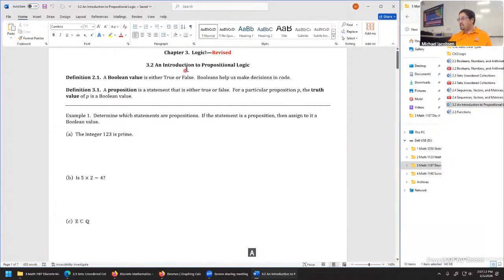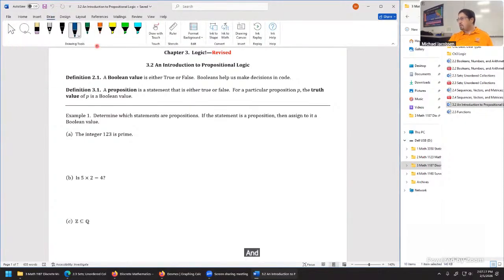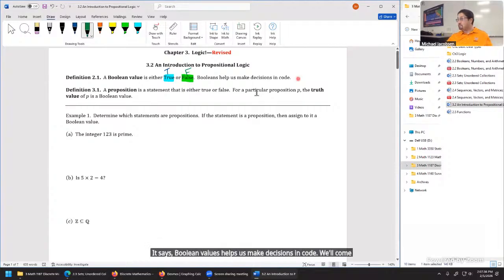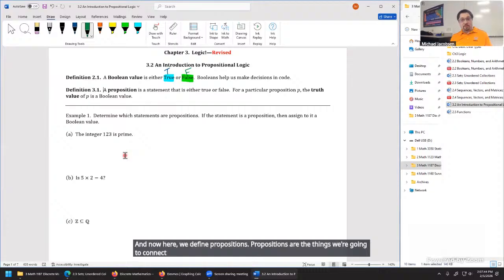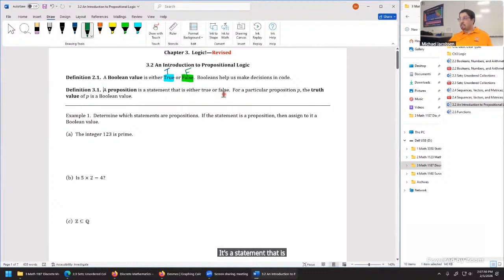A Boolean value is either a true, and we'll often just write down T for the true as a shorthand, or a false. We're going to look into Boolean valued functions, functions whose range is true or false, just the 2 elements. It says Boolean values help us make decisions in code. We'll come back to that later on. And now here we define propositions. Propositions are the things we're going to connect with an or or an and operator. It's a statement that is either true or false.